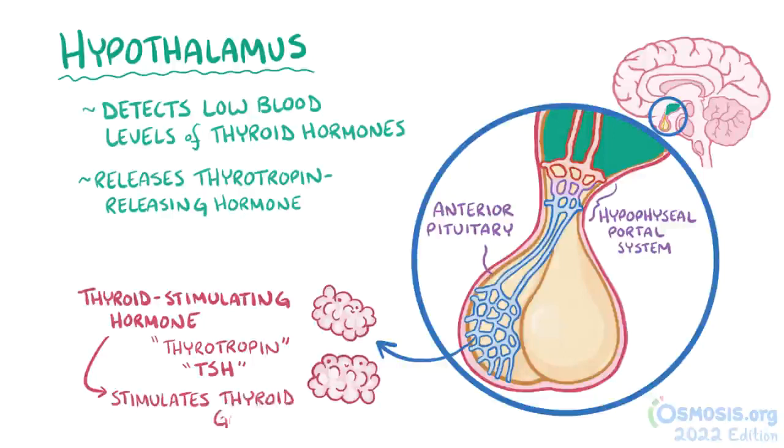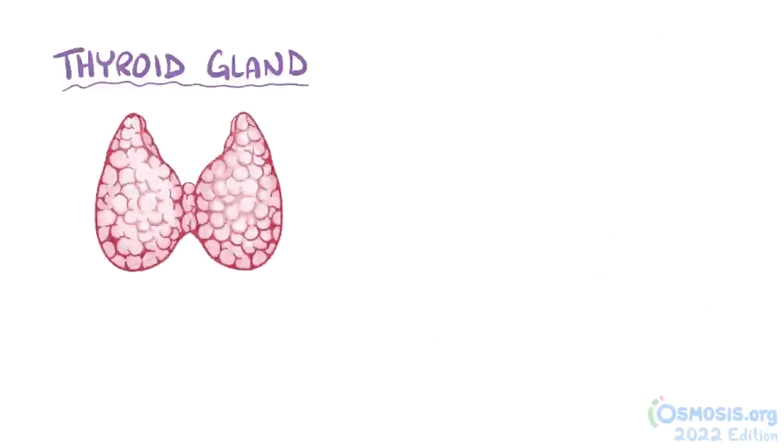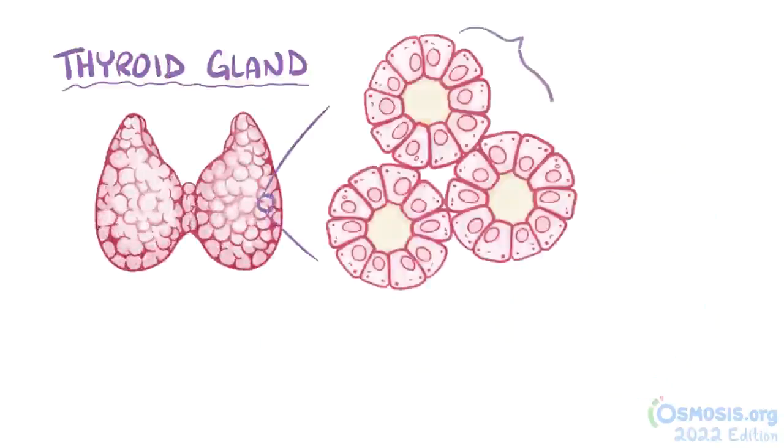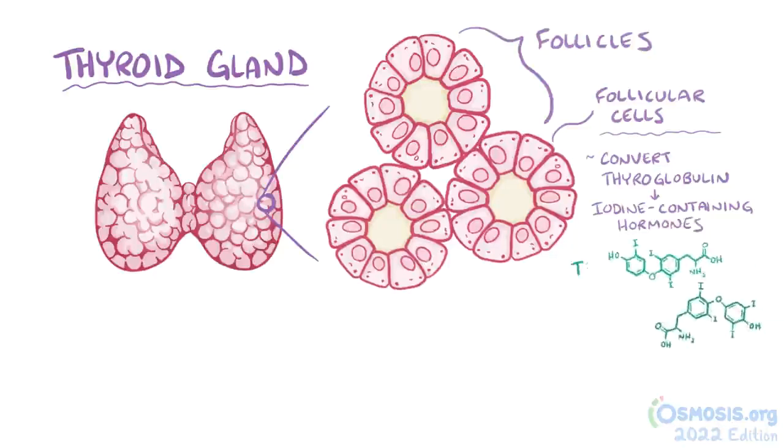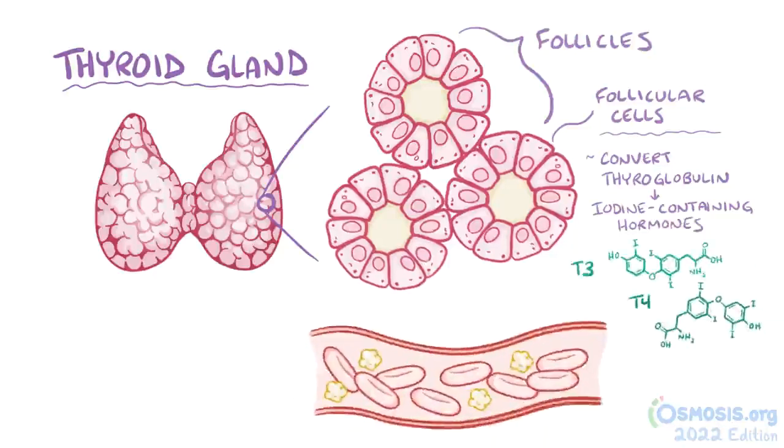TSH stimulates the thyroid gland, which is a gland in the neck that looks like two thumbs hooked together in the shape of a V. The thyroid gland is made up of thousands of follicles, which are small spheres lined with follicular cells. Follicular cells convert thyroglobulin, which is a protein found in follicles, into two iodine-containing hormones, triiodothyronine, or T3, and thyroxine, or T4.